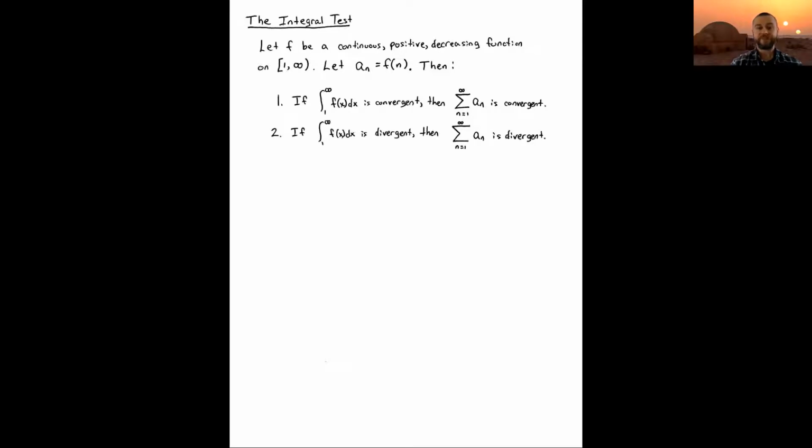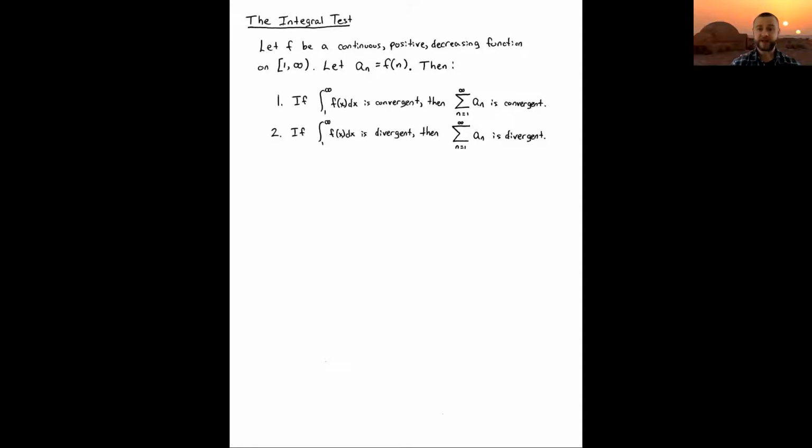All right, now the precise statement of the integral test that we have here is actually a little technical. Like most theorems in mathematics, there are some conditions that have to be satisfied in order for you to reach the conclusion of the theorem. So here, the conditions of the integral test are we have a function that is continuous, positive, and decreasing on the interval 1 to infinity.